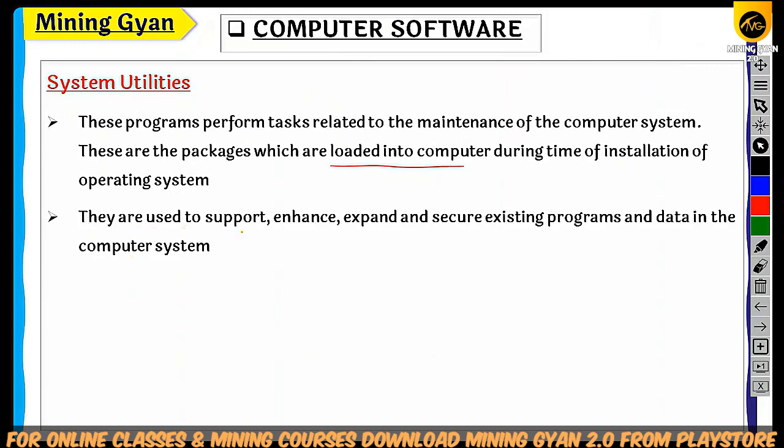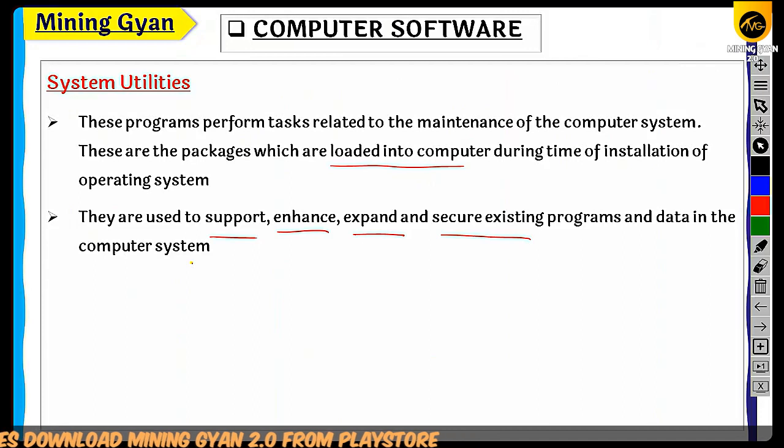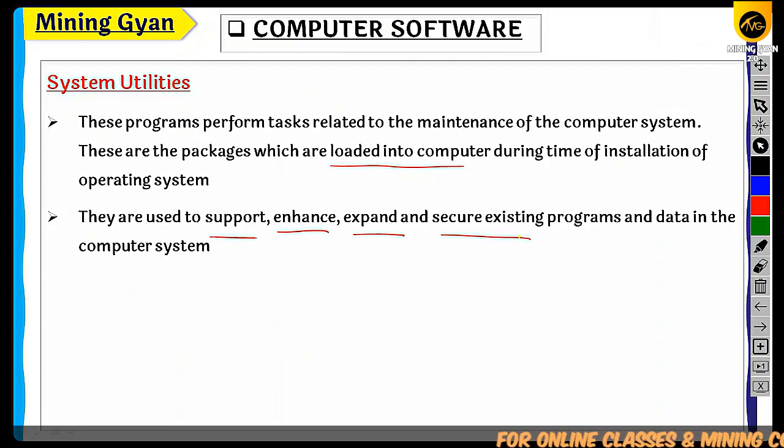They are used to support, enhance, expand, and secure existing programs and data in the computer system. So there are a lot of softwares like system software, programming software, special purpose application software. All those softwares are supported by the system utilities to enhance, expand, and secure the existing programs which are used for any kind of purpose or processing of data.